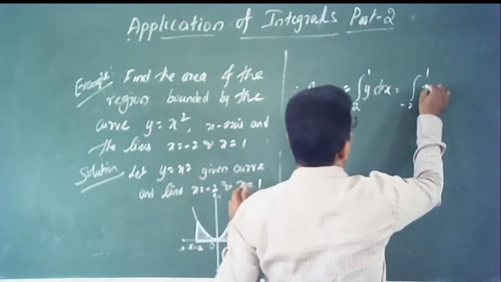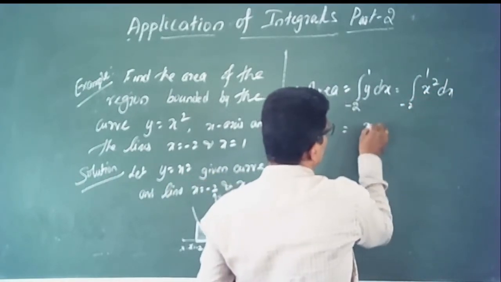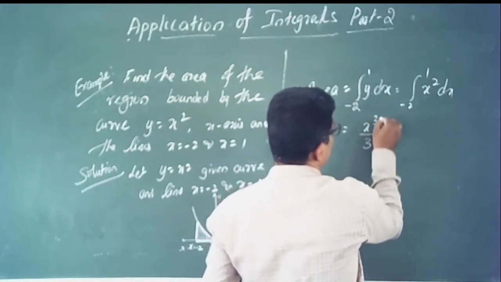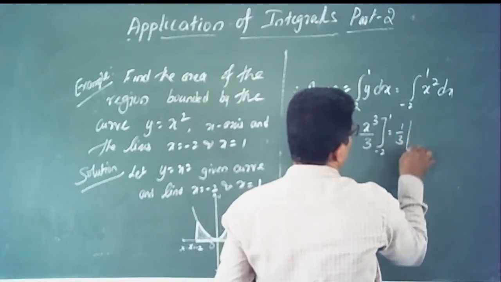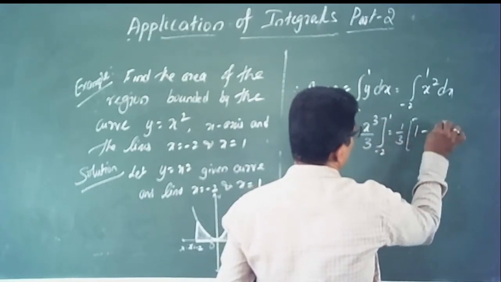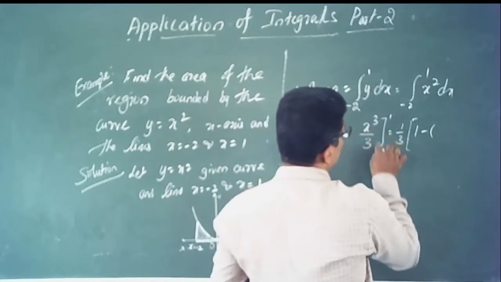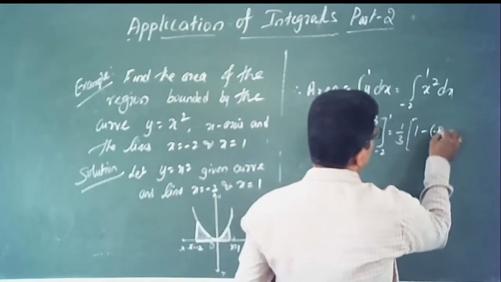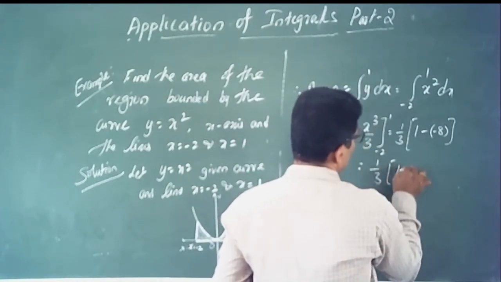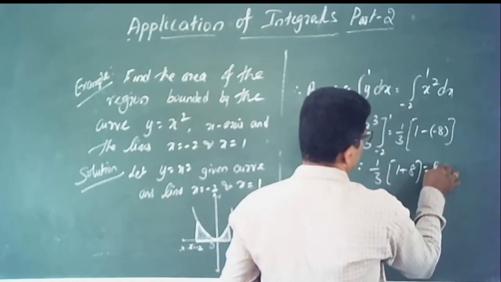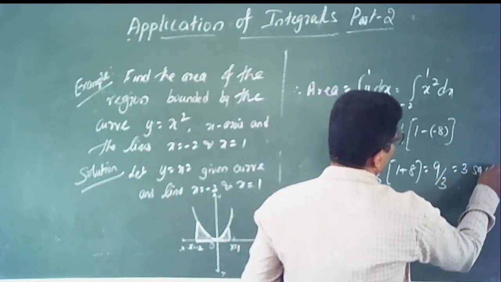What is the value of y? x square into dx. You know that integration of x square is x cube by 3. The range is -2 to 1. Here 1 by 3 another constant. Put x equal to 1 ಹಾಕಿದ್ರೆ 1 ಆಗುತ್ತೆ, minus put x equal to -2 ಹಾಕಿದ್ರೆ -2 cube means -8. This value is equal to 1 by 3 into 1 plus 8. This value is 9 by 3 into 3 square units.